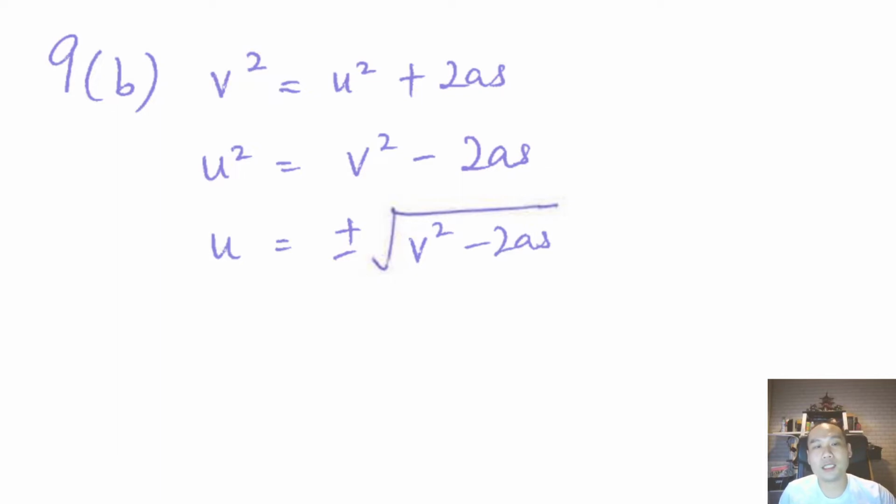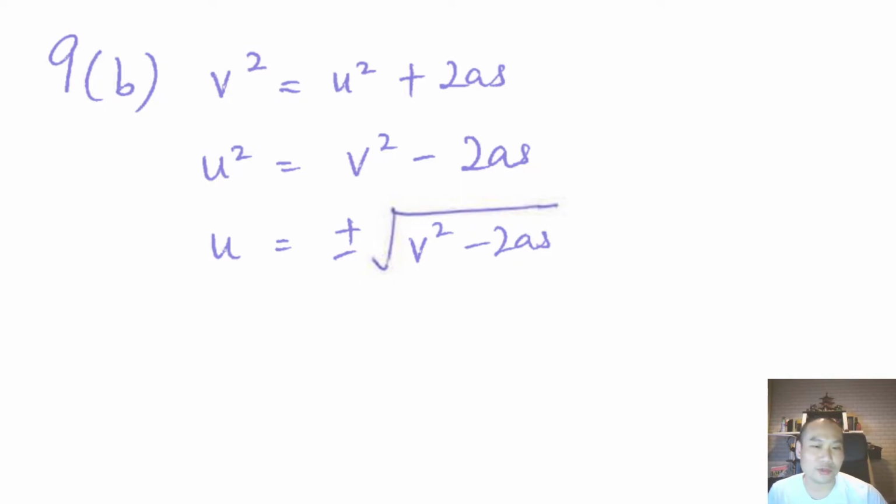Okay, here we have another example, 9b. So this is actually basic, v basically stands for velocity, u is the initial velocity, a is our acceleration, and s is our displacement, right?